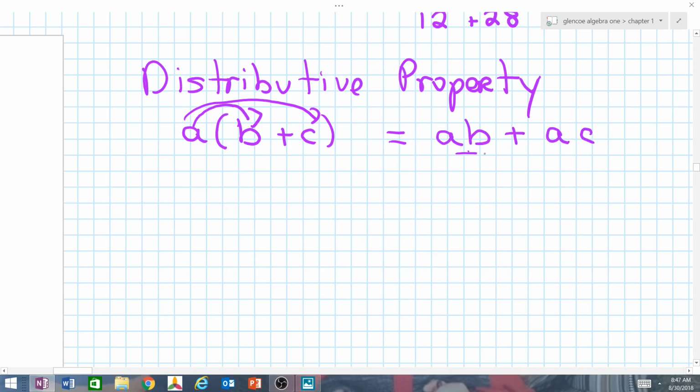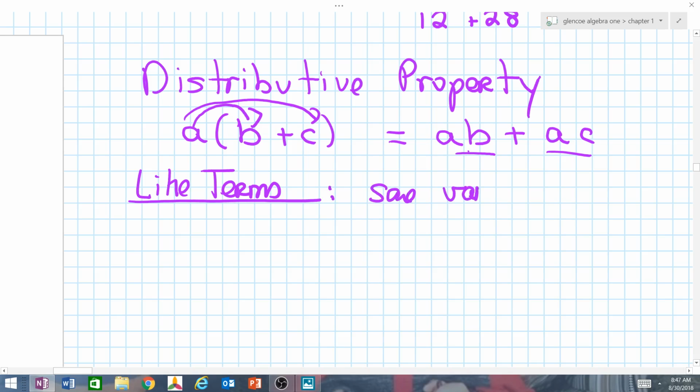Now we're going to look at these terms right here. If they have the same last name or the same variable part, then they are called like terms. Like terms have the same variable part, or we could say they have the same last name.